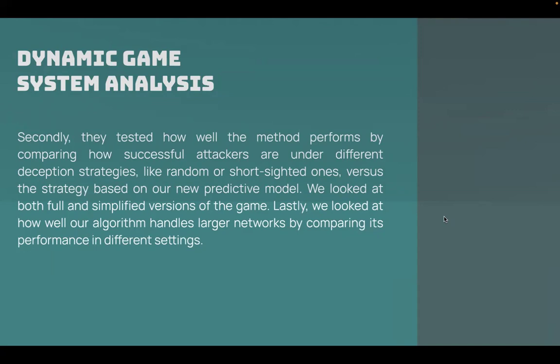For this network, the defender had 10 options for placing honeypots, like 612 or 511, which means placing honeypots on certain pairs of the nodes. The nodes can be seen on the previous slides, which is easier. Lastly, they looked at how well the algorithm handles larger networks by comparing its performance in different settings, along with the changes in the network.